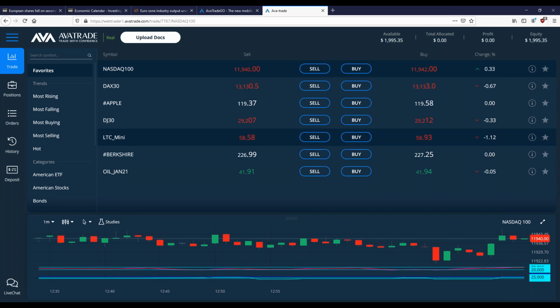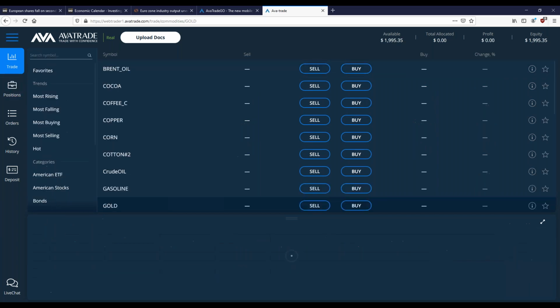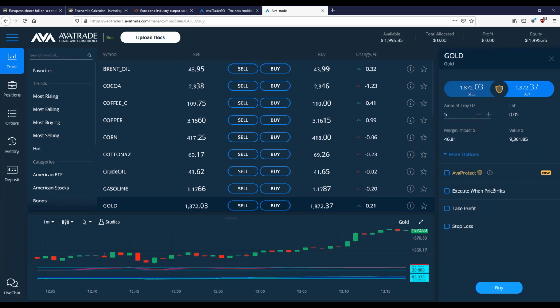The advantage of trading from here instead of the MT4 is, let me show you. Let's say I'm going to trade on gold. Okay, let me bring up gold in the search. And by the way, the search feature is more friendly here than in the MT4 as well. Now let's say I want to buy on gold or sell, whatever the case may be. Here's my AvaProtect. Let's say I want 10 ounces. So, okay, I'm going to trade 10 ounces of gold.